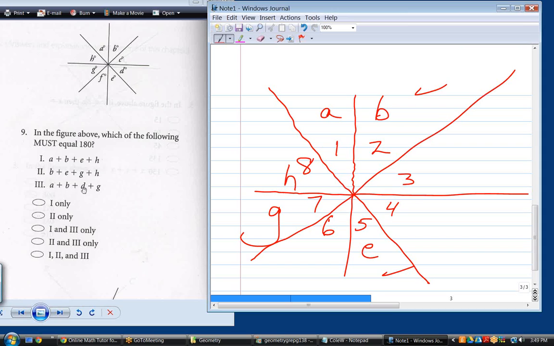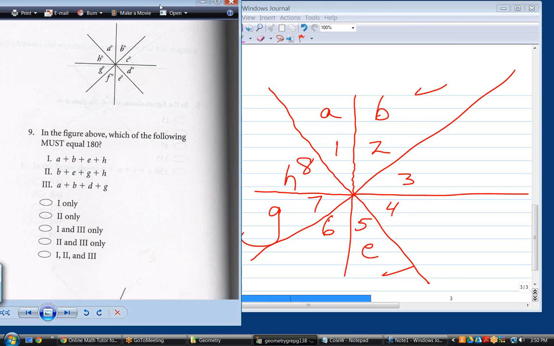A, B, D, and G. Well, A, B, D, and C would be supplementary. And C is the same as what? G. Did you say G? Yeah. So A, B, G, and D also add to 180. All right.